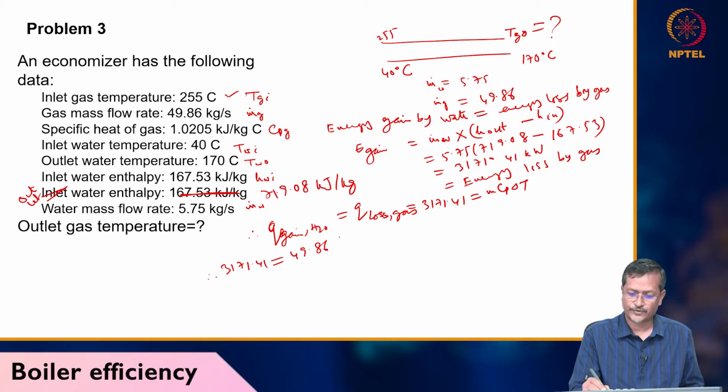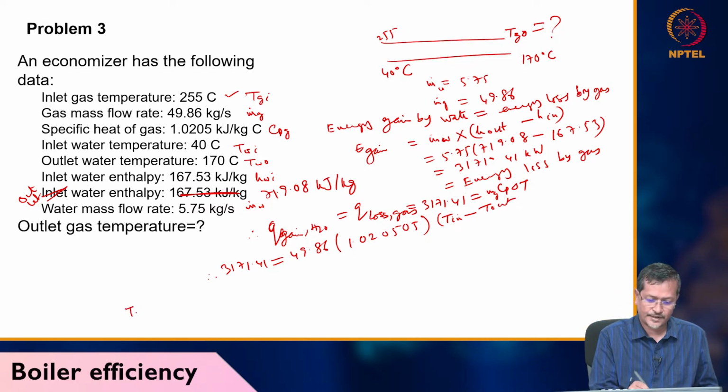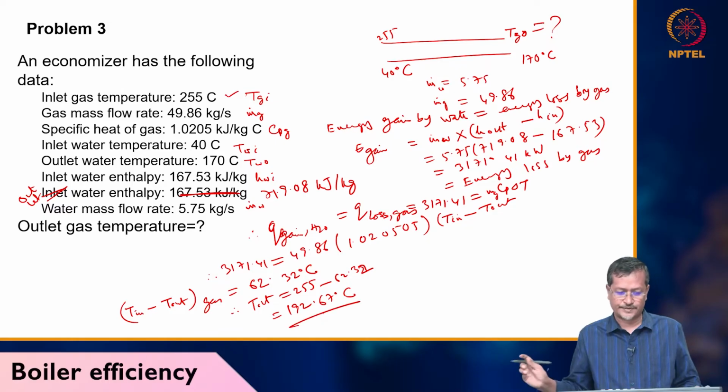49.86. It is given the gas mass flow rate into 1.020505. It is given the specific heat of gas and temperature difference T in minus T out. So, therefore, T in minus T out gas equals 62.32 degrees centigrade. So therefore T out is coming 255 minus 62.32 equals 192.67 degree centigrade. So this is your answer.